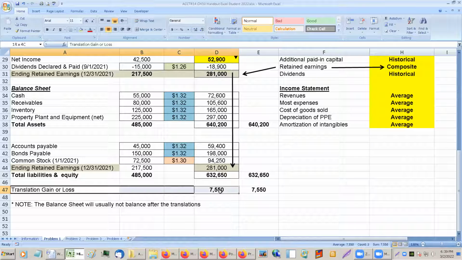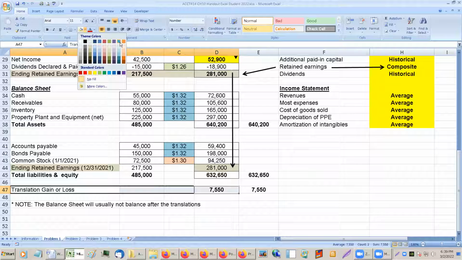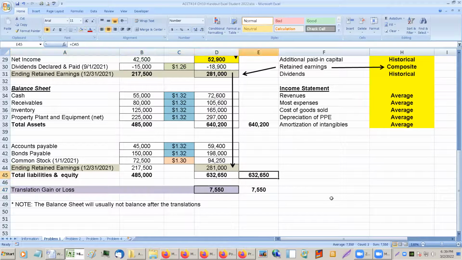So this will be the translation gain or loss. Now, which do you think this is going to be? Is this going to be a gain or a loss? So this is how much assets we have. This is how much of the stuff that we own. And this is what we owe. So is that a good thing or a bad thing? It's a good thing. Yeah, this is a gain. It's going to be a gain.